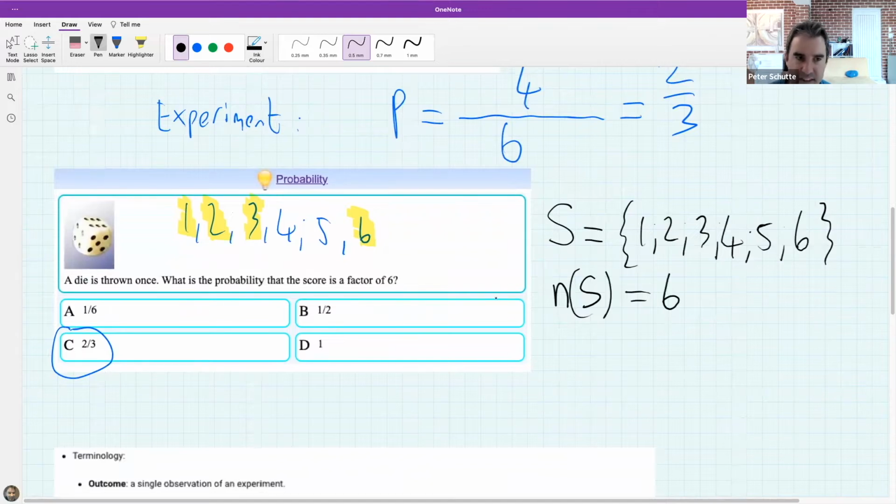Then the other thing, if we were using full probability notation, if I said to you, what is the size of the set of things that are factors of 6? I'm going to call that set F.